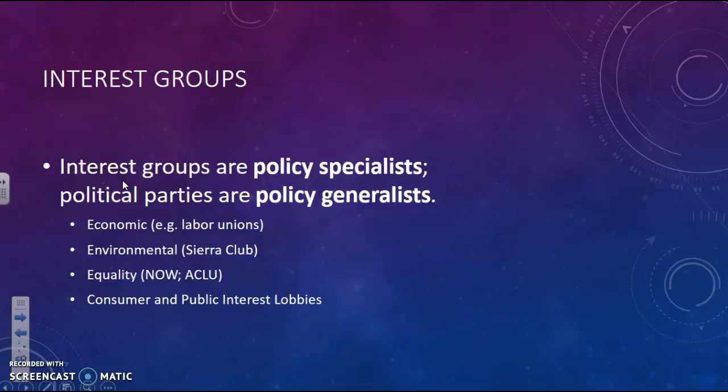Whereas interest groups are policy specialists, political parties are policy generalists, in the sense that they have a broad range of policies. So, for example, a political party is going to take a stance on taxation. It's going to take a stance on social issues. It's going to take a stance on the size of government. These are things that political parties tend to do.